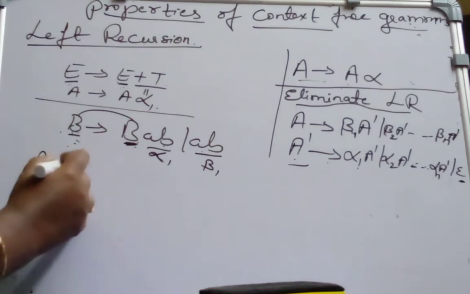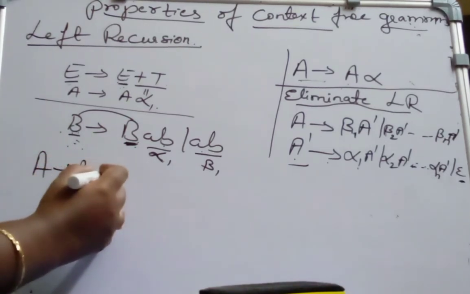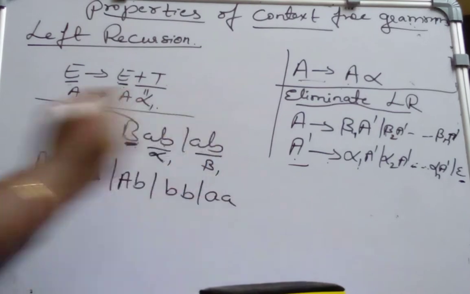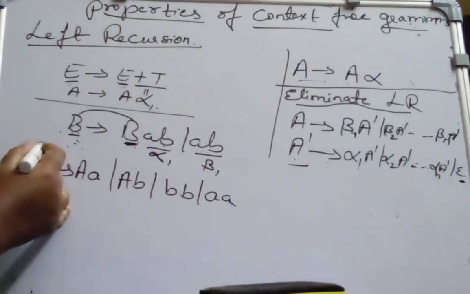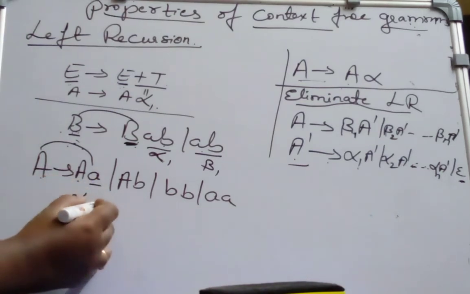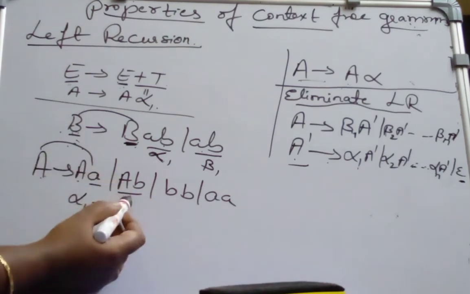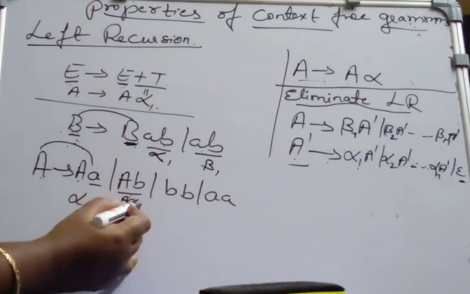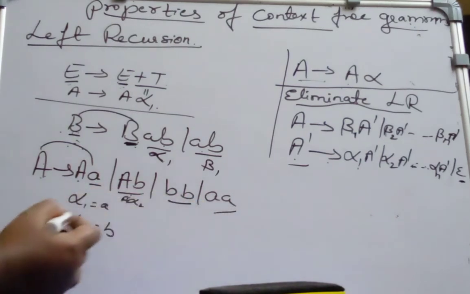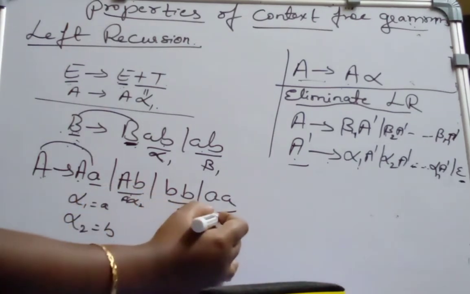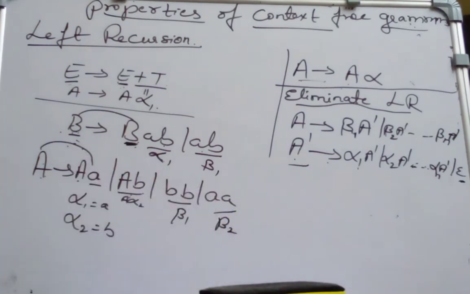Suppose I have a grammar like this: A derives AA or AB or BB or AA. If you observe these productions, A derives AA is of the form A derives A alpha. Here alpha 1 is A, and it is a left recursive production. This production also has left recursion, so in A alpha, this is alpha 2, which is nothing but B in this case. If you observe these two productions, they don't have left recursion, so they are called betas. We can write this as beta 1 and this as beta 2.